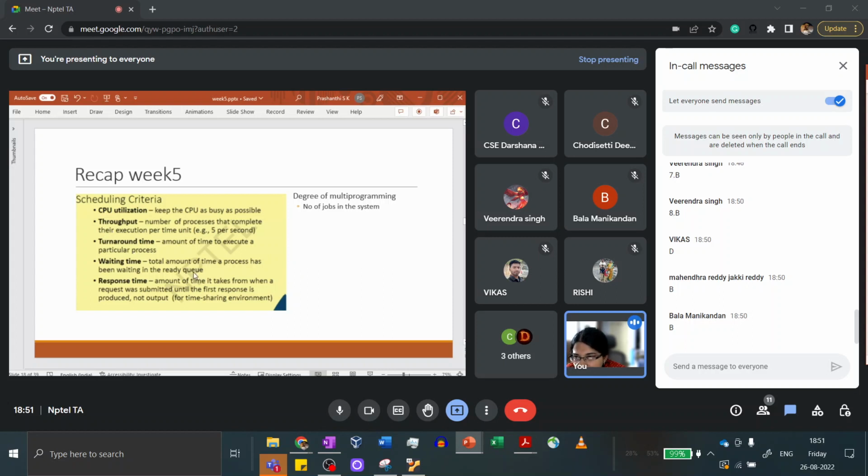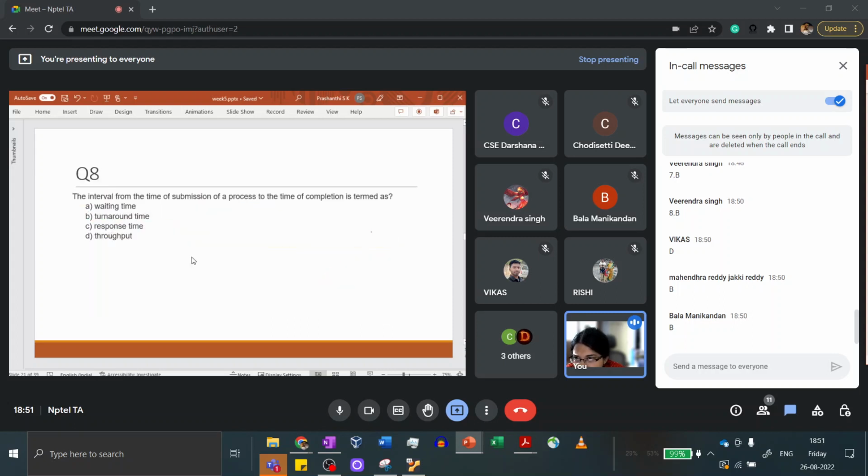But for this question, I think it's clear why it's not throughput and why it's turnaround time, because the question referred to the interval from when you submit to when you complete. Whereas throughput is if you take a given unit of time, how many processes complete in that unit of time, right? And they are different, obviously. So the answer to this is turnaround time, and I hope that's clear.